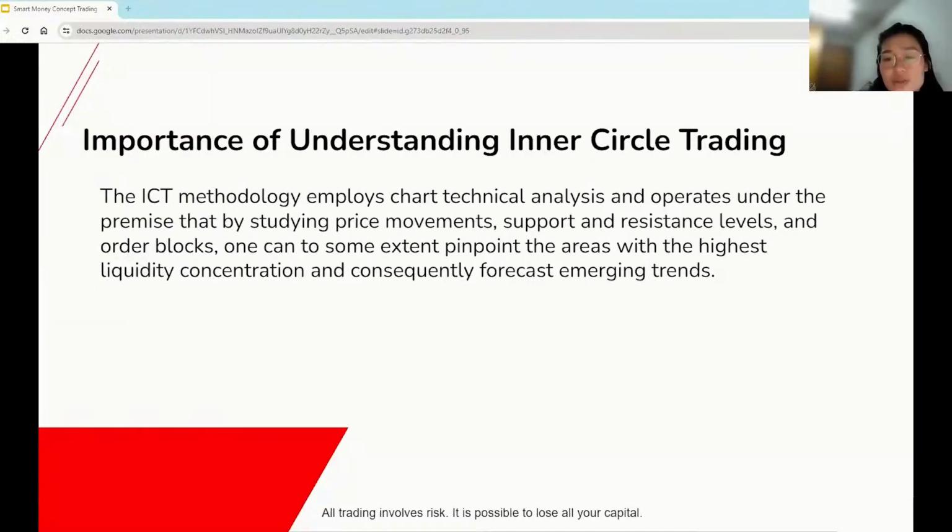So why is it important for us to understand ICT first? In today's highly volatile and competitive financial markets, having a deep understanding of how the markets operate in terms of chart technical analysis, price movements, support and resistance levels, order blocks, and so on can give us a significant edge as traders. By mastering the ICT techniques, you can enhance your ability to identify high probability trading opportunities and effectively manage your risk.